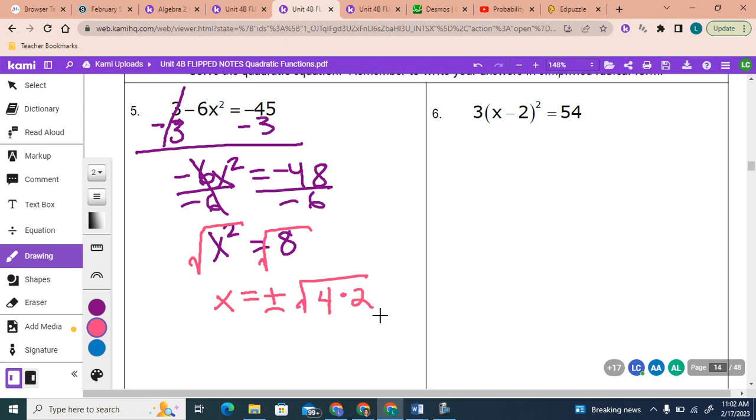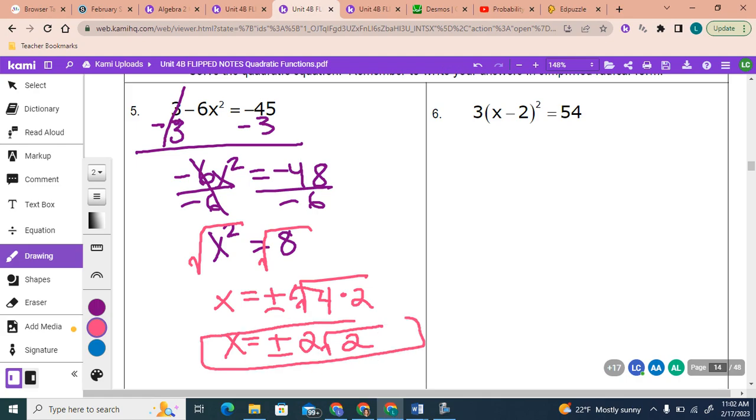So I rewrite it like this. And then we take the square root of 4. X equals plus or minus. The square root of 4 is 2. Once you take the square root of something, it comes in front, and you write what you have left under the square root. I still have a 2 under that square root. And that's it. That's all I can do. I can't take the square root of 2.